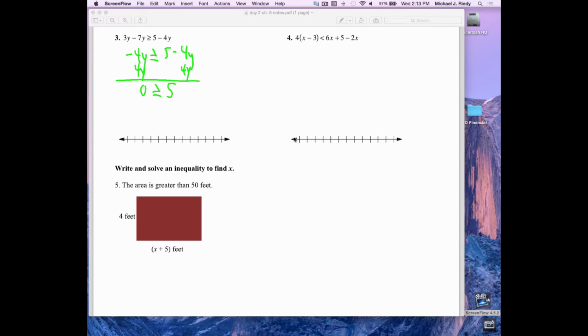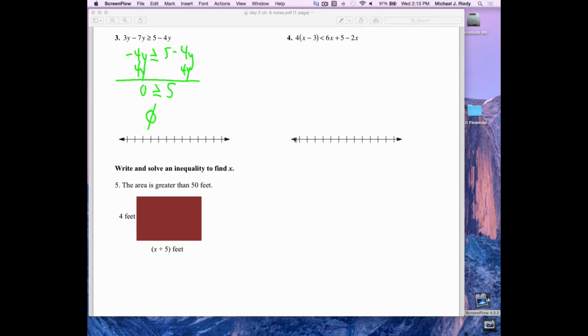Did we screw up? No. No? What does that mean? Undefined. Why? Because you can't bring... Not true. Nope. There's no y. That's okay. Is 0 greater than or equal to 5? No. No solution. It's not true.